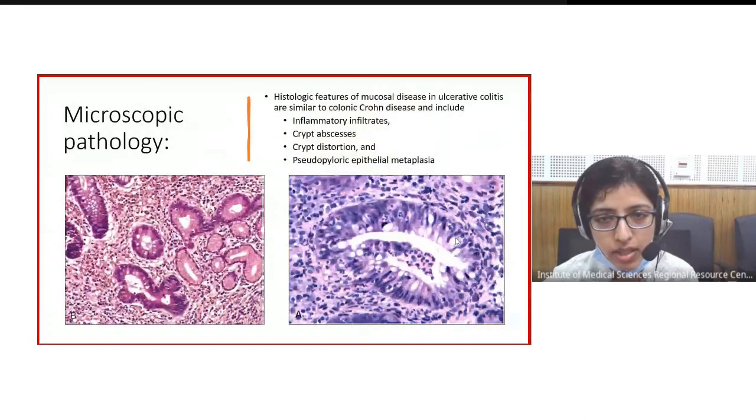Toxic megacolon. Coming to microscopic features, again, they are similar to Crohn's disease. Inflammatory infiltrates are seen in the mucosa. There is a significant increase in these inflammatory cells. Then there is this, which is a crypt abscess. So here, if you see this crypt, the neutrophils are infiltrating in between the epithelial cells, this is cryptitis, and when they are forming an aggregate within the lumen, this is called a crypt abscess. And here, crypt distortion, and this is a pseudopyloric epithelial metaplasia, similar to what we see in Crohn's disease.